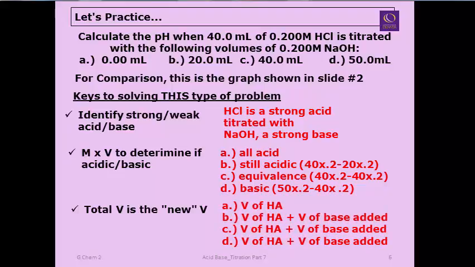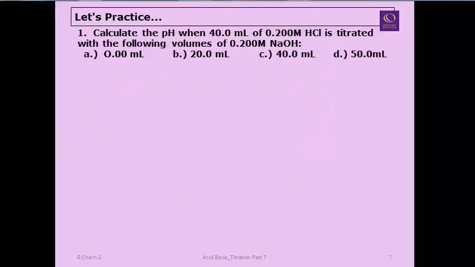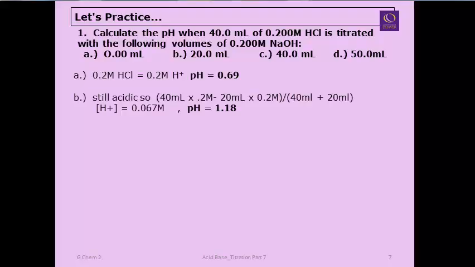So let's get started with the easy one first. We're going to do the strong acid, strong base titration. In the first step, it's basically a strong acid in solution, so it's immediately the H plus concentration, negative log of that, that's your pH.